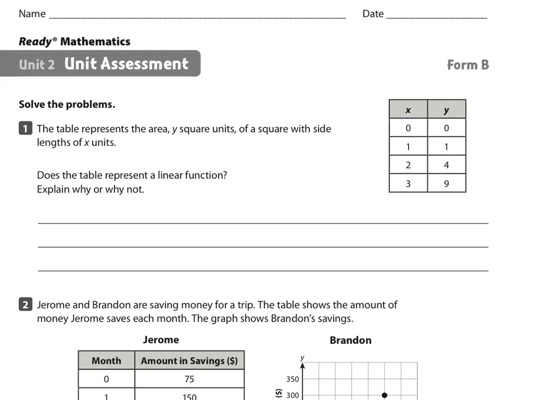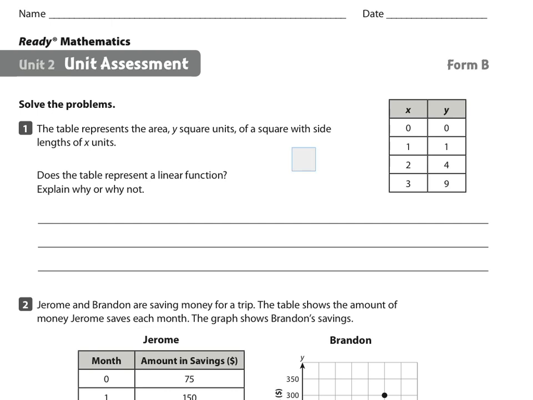All right, Unit 2, Assessment. Question 1 says, the table represents the area, y square units of a square with side length of x units. So we have a square, so let's draw a square.